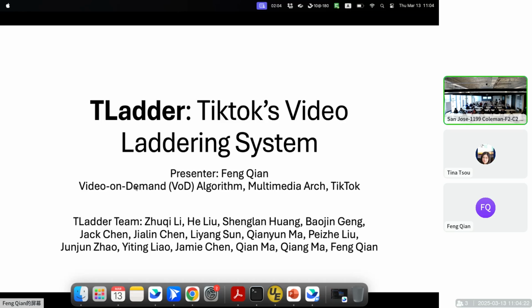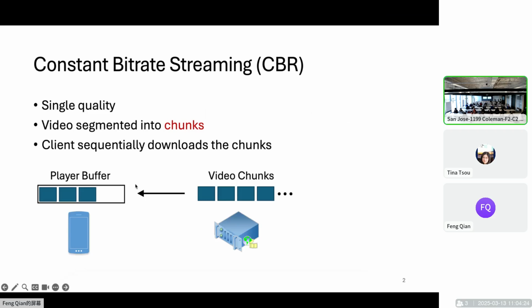Okay. So first, let's think about a very basic question: how to stream a video, right? The simplest way to stream a video is called constant bitrate streaming. The idea is pretty straightforward. We basically chop a video into chunks, and the client, which has a buffer, just sequentially downloads the chunks one by one. Whenever the buffer is full, the client will stop downloading. Whenever there's some empty space in the buffer, the client will continue downloading each chunk.